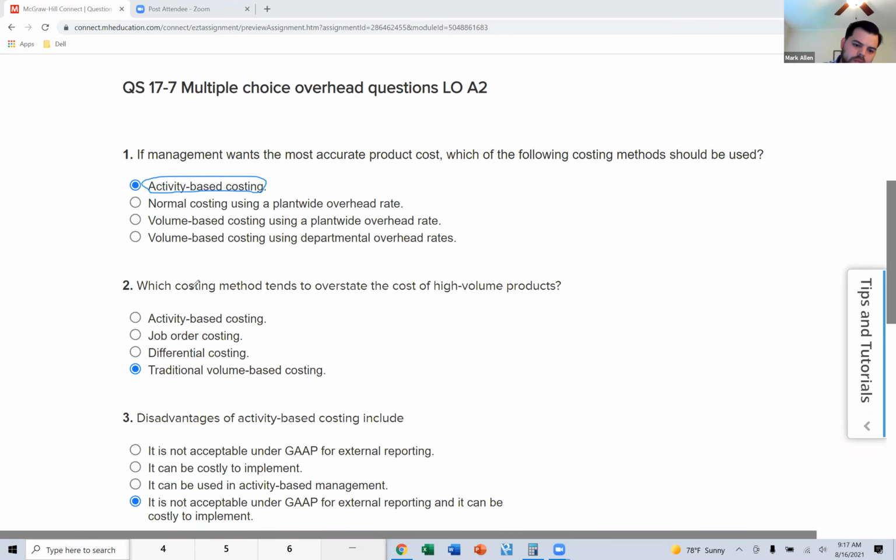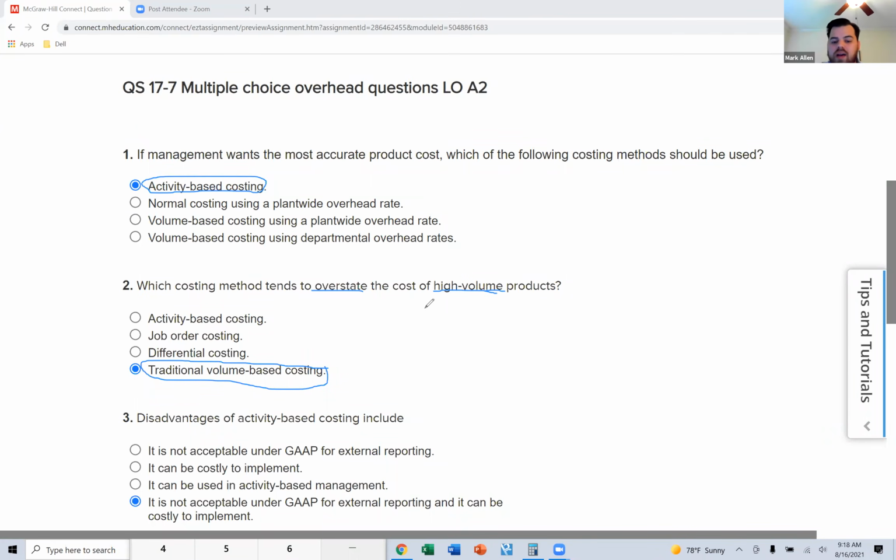Now, number 2. Which costing method tends to overstate the cost of high volume products? This is the key red flag for what is called traditional volume-based costing. Traditional volume-based costing is an issue here because it calculates one overhead rate and then uses that to just apply blanket to everything.